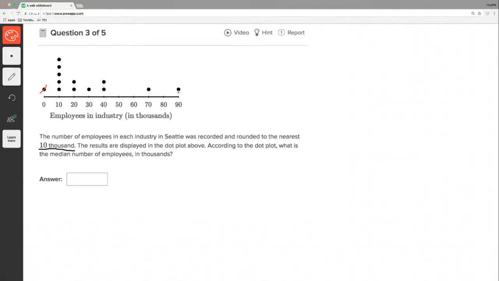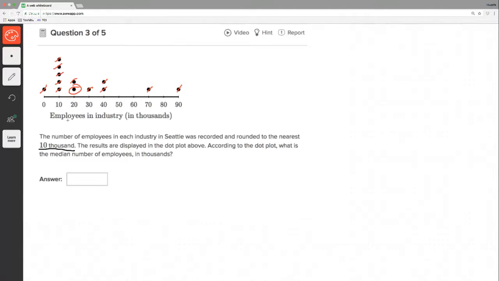Cross off 1, cross off 1. Cross off 1, cross off 1. You see how I'm doing this? I'm kind of going up, and here I'm coming back down. Cross off 1, cross off 1, cross off 1, cross off 1. Okay? This, this, and there's our median. Hope that made sense.